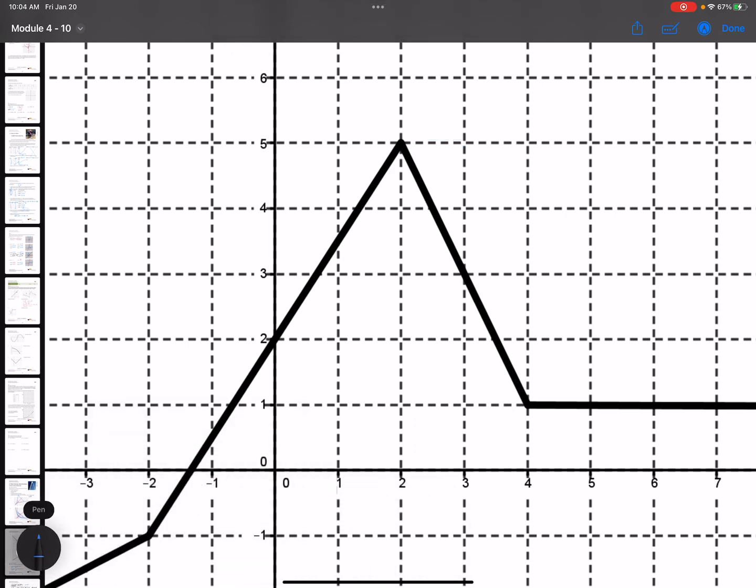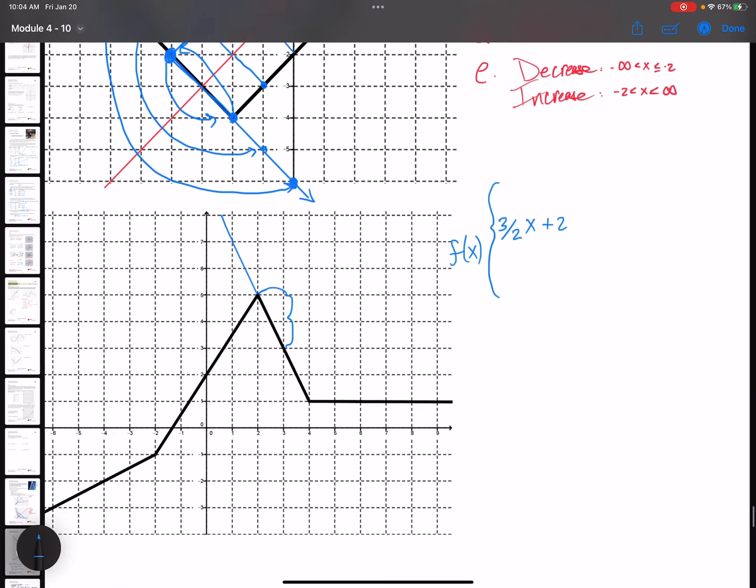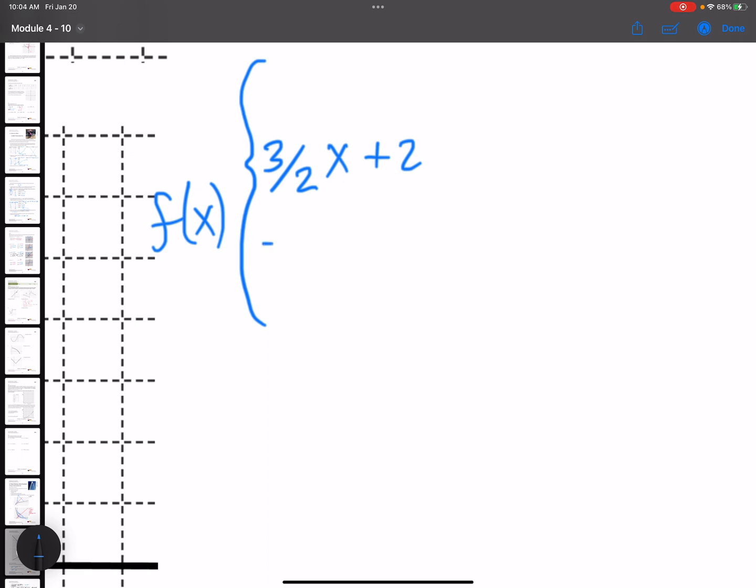Plus 6. Since it's downward, it needs to be negative 1/2. So plus 9, a rise of negative 2 and a run of 1. So that's negative 1/2. And then if we were to go up 2 and back 1, it would be 7. And then, yep, it would be plus 9. So negative 1/2 x plus 9.